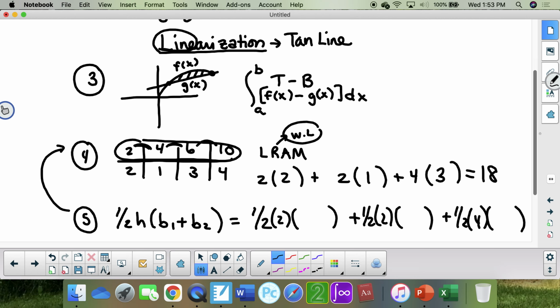And then the base 1 for the first one is 2 plus 1. For the second one, it's 1 plus 3. And for the third one, it's 3 plus 4. So the 2 only gets used once, and the 4 only gets used once, but the 1 and the 3 get used twice, right?